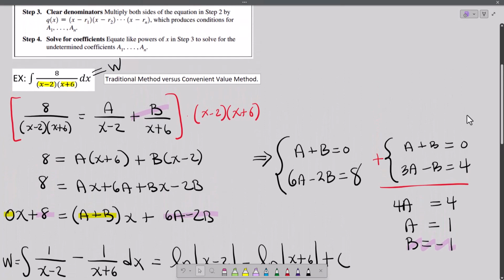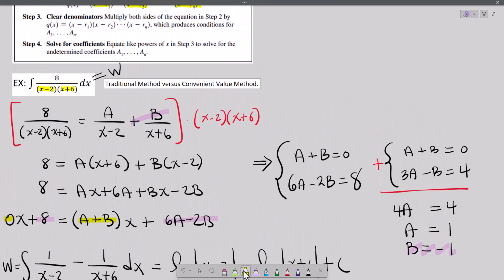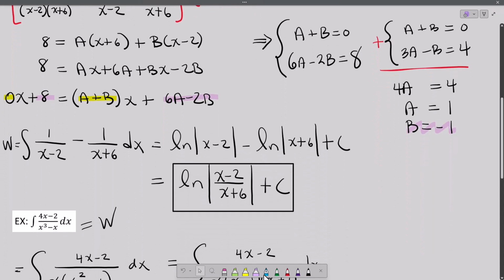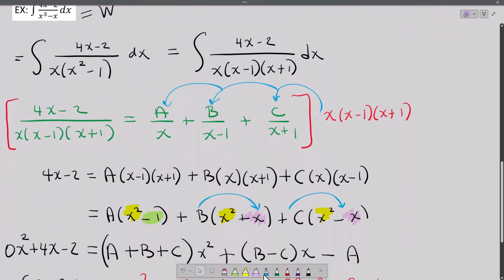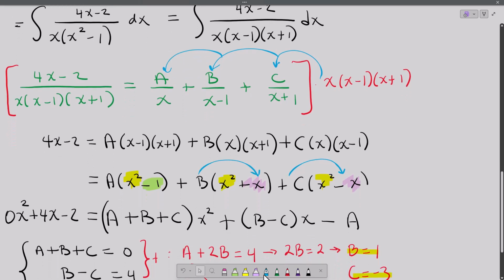So we just did something called the traditional method. The traditional method, the standard method, is where we equate those coefficients. I want to show you this alternate method, which can speed things up if you have linear factors. When you have linear factors, this convenient value method is super cool. It goes really fast. So I want to go to this step right here.